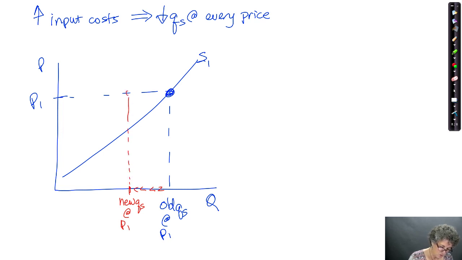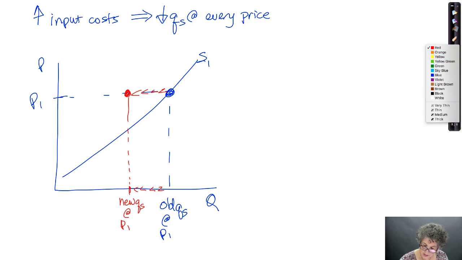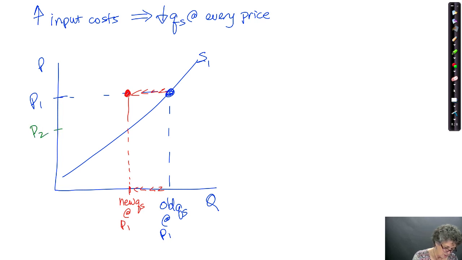So I'm going to have a new quantity supplied at that price of P1 to the left. It's a decrease, so it goes to the left along the horizontal number line. Going to the left, a lower quantity supplied at that price P1. Choose some other price, P2, and again at that price P2 there's now going to be a lower quantity supplied, and that's going to be true for every possible price.